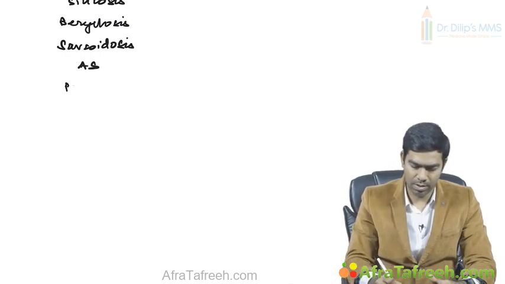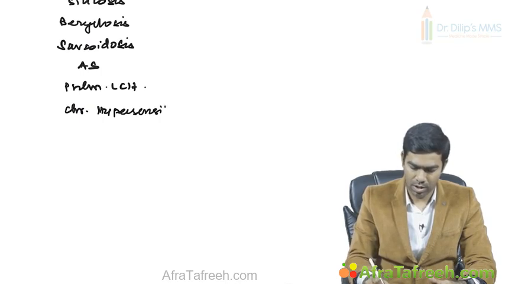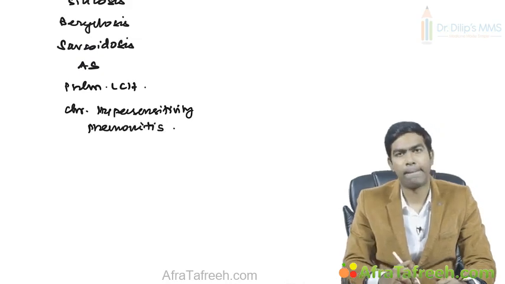Then you might get pulmonary Langerhans histiocytosis, then chronic hypersensitivity pneumonitis. All these things will have upper lobe prominence only. Remember, rheumatoid nodules are common in upper lobe. Rheumatoid nodules, that is Kaplan syndrome. Rheumatoid nodules are common in rheumatoid arthritis, common in upper lobe.